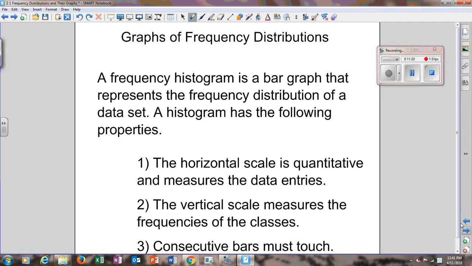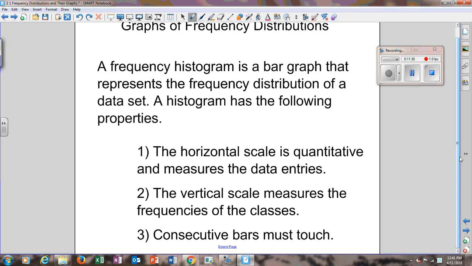Okay, graphs of frequency distributions. A frequency histogram is a bar graph that represents the frequency distribution of a data set. A histogram has the following properties. The horizontal scale is quantitative and measures the data entries. The vertical scale measures the frequency of the classes, and consecutive bars must touch. So in a frequency histogram, you always want to make the bars of the bar graph touch. No spaces in between your bars.